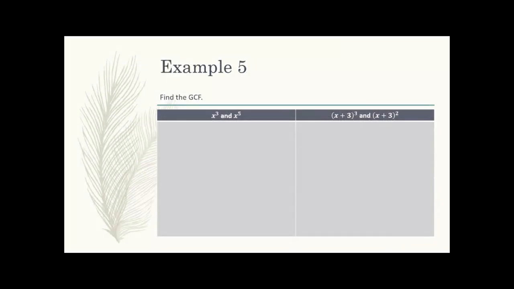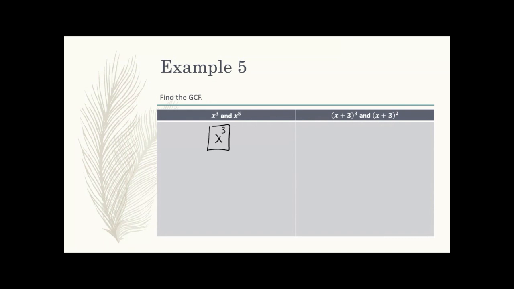So starting off with just the two rules, you're picking the smallest exponent. If you're finding the greatest common factor between x to the third and x to the fifth, the smallest exponent is x to the third, so that's your greatest common factor. It's actually less work than dealing with numbers. That's one reason why I kind of love algebra: sometimes when you start using letters, it's a lot easier than when you're dealing with numbers.